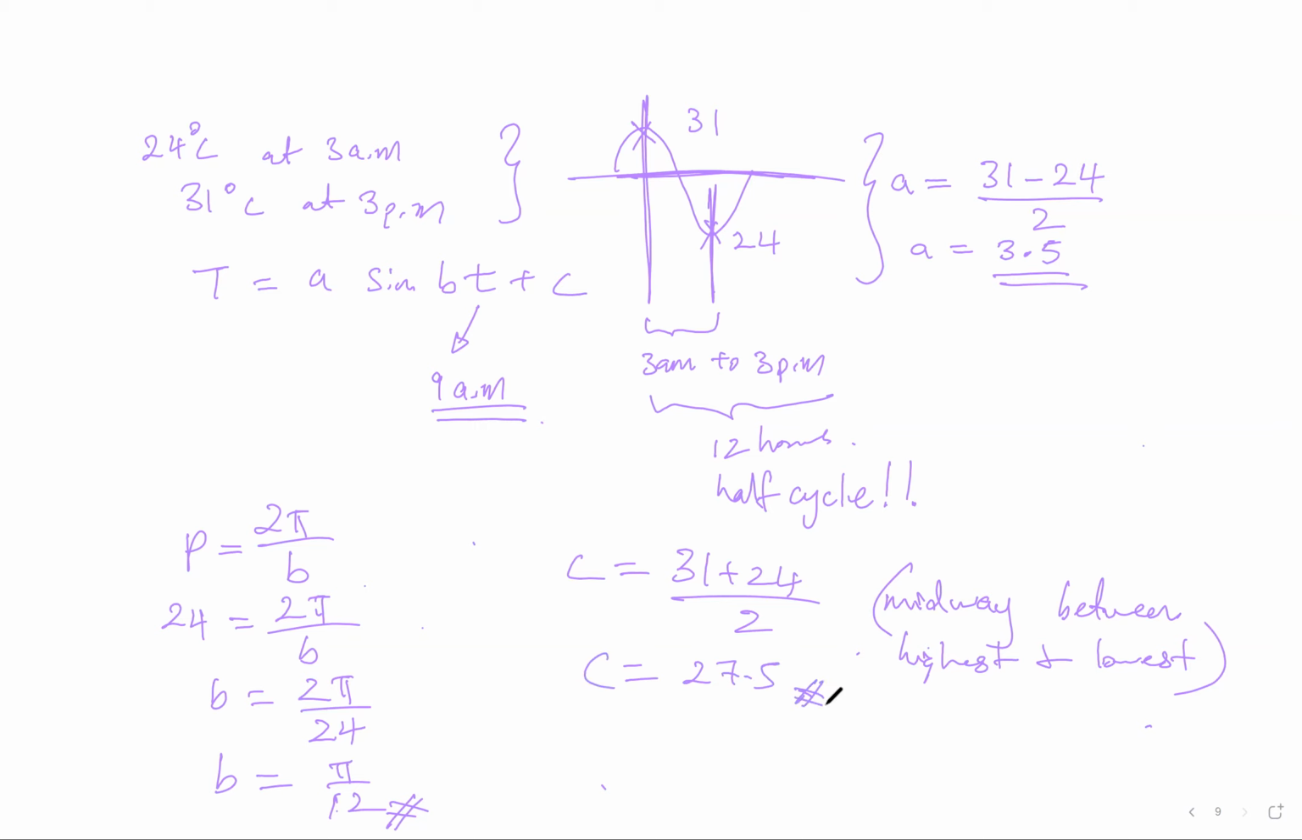And then you can put all these together. So it will become T is equal to 3.5 sine pi over 12 t, and then you have what? Plus 27.5. Yeah, correct. Thank you. 27.5.